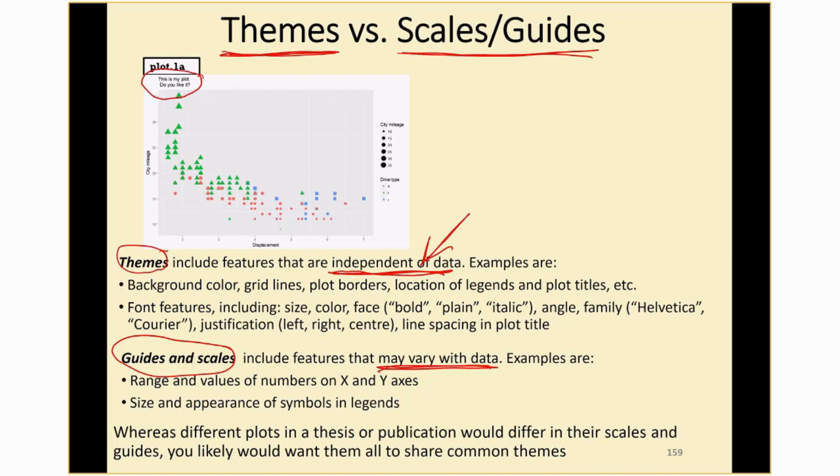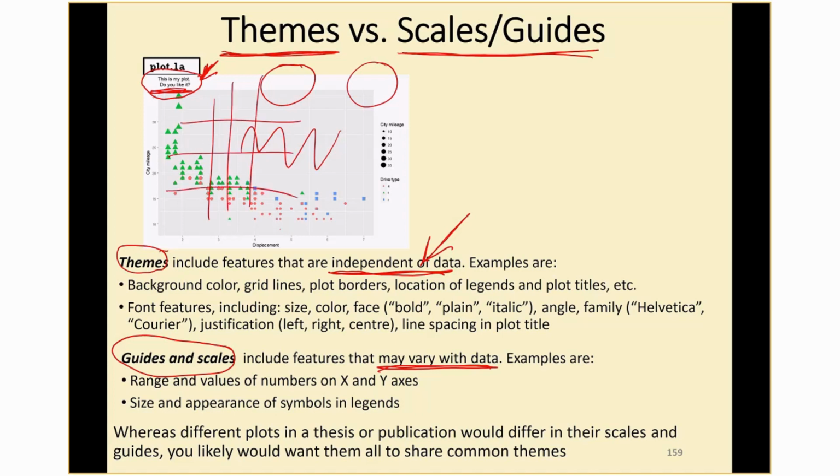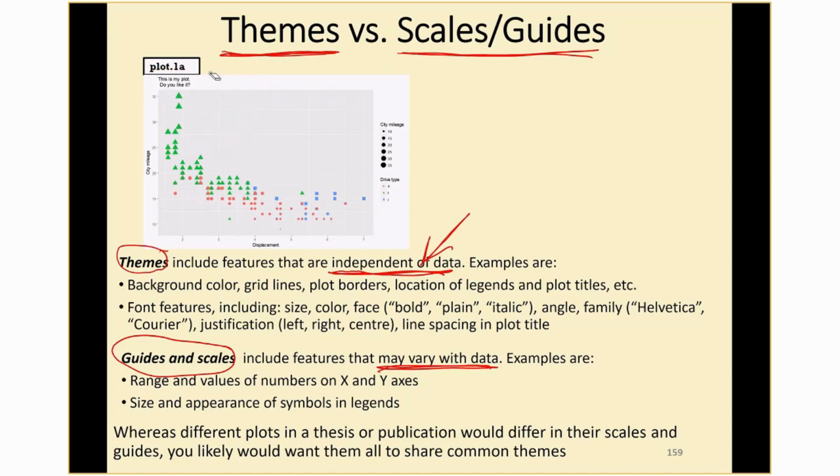Right now, it's left justified. I could have it center justified, or I could have it right justified. It's got a particular font and a particular font size. If I look at the background of this plot, I notice that it's gray in color, and I notice that there are these white grid lines. So those are all features of the plot that are independent of the data. They've got nothing to do with the data.